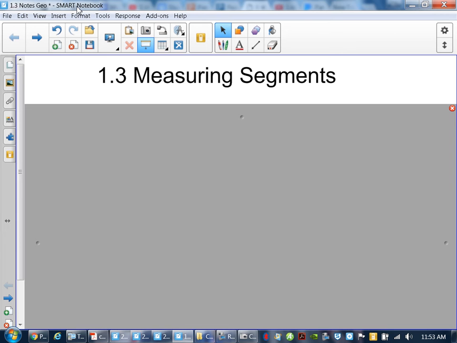All right, so segment measuring. You guys have all used a tape measure or a ruler at some point in your lives, correct? All right, you all know how to measure something, how to figure out the distance between something.